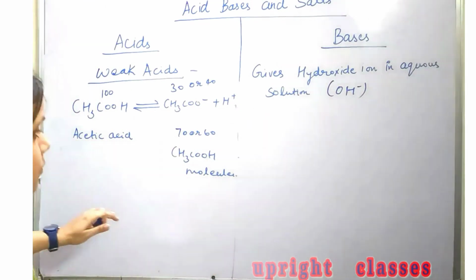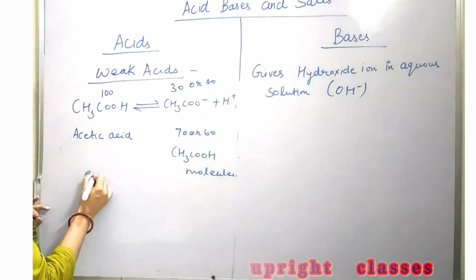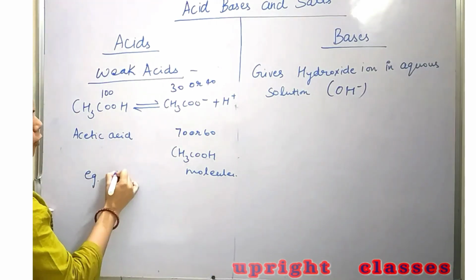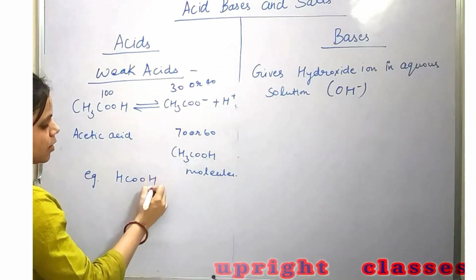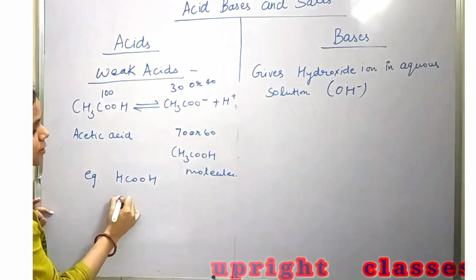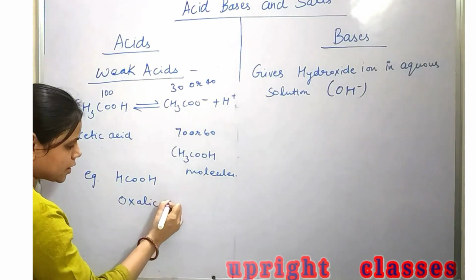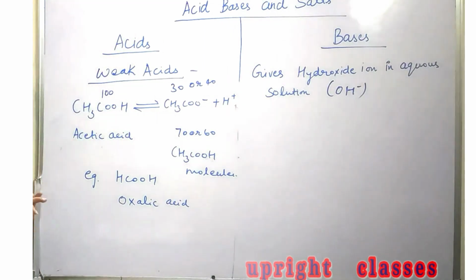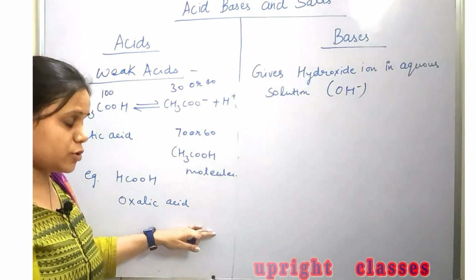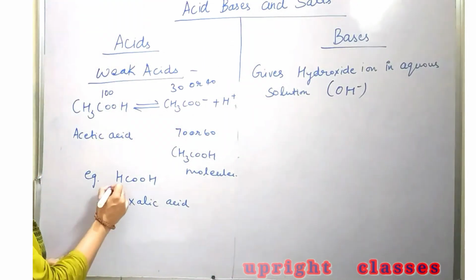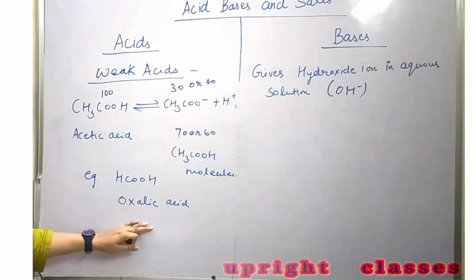Some more examples of weak acids are formic acid, acetic acid, and oxalic acid. Oxalic acid is generally found in tomatoes. So these are examples of weak acids.